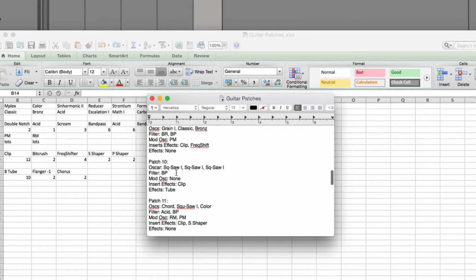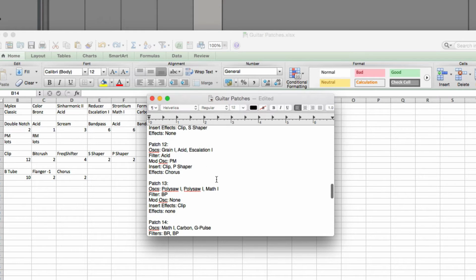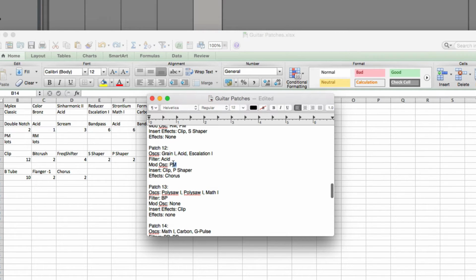Patch 10, three square saws, pretty sure it was set on saw, band pass on the filter, Mod OSC none, clipping on the insert, and tube on the main effect. Patch 11, we had chord, square saw 1, color, acid and band pass filters, RM and PM, clipping and sine shaping, and no effects. Patch 12, grain 1, acid escalation 1, an acid filter, phase modulation, clipping and parabolic shaping, and then some chorus.